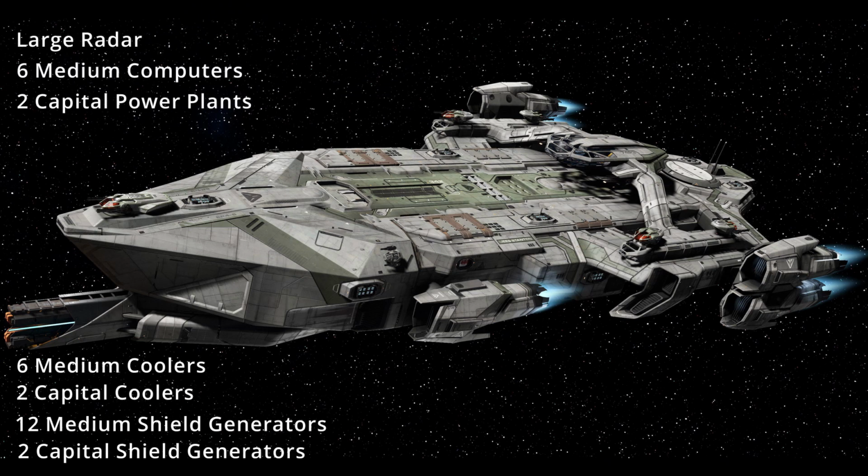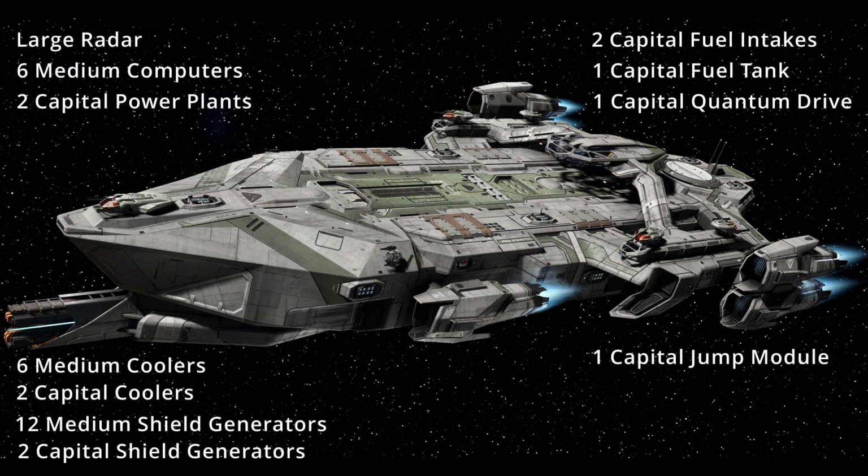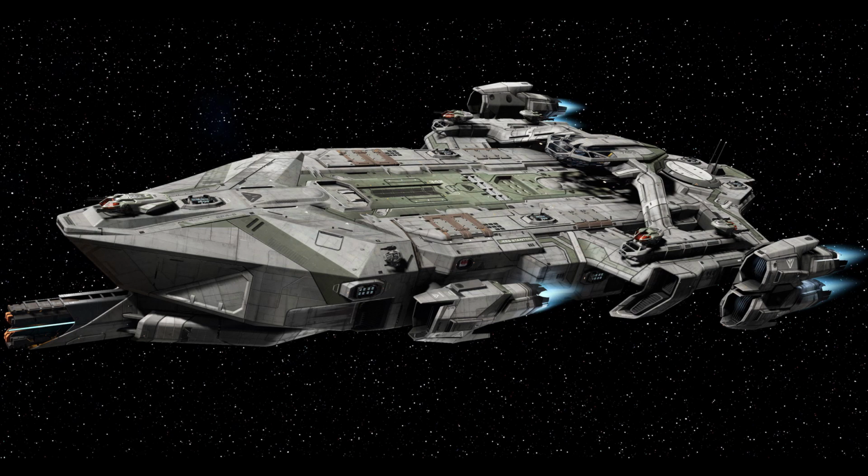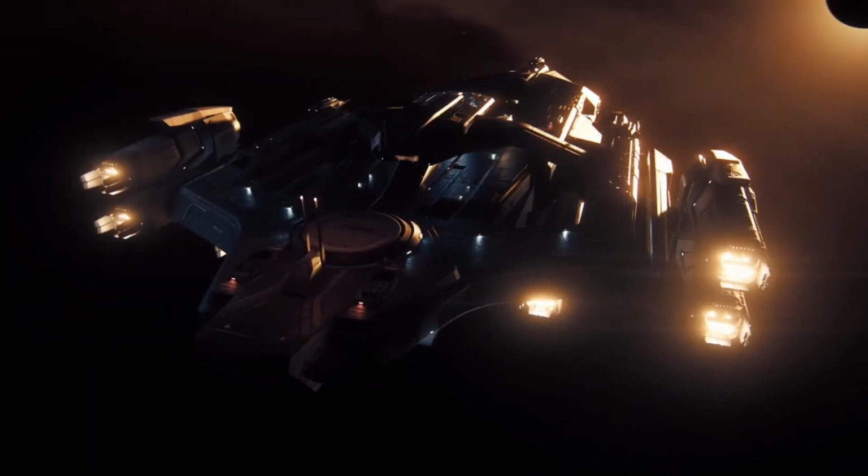The Idris, as far as components are concerned, are all the same for each variant. This includes a large radar, 6 medium computers, 2 capital power plants, 6 medium and 2 capital coolers, 12 medium and 2 capital shield generators, 2 capital fuel intakes, a single capital fuel tank, quantum drive, jump module, and quantum fuel tank. All thrusters for all variants of the Idris are the same.